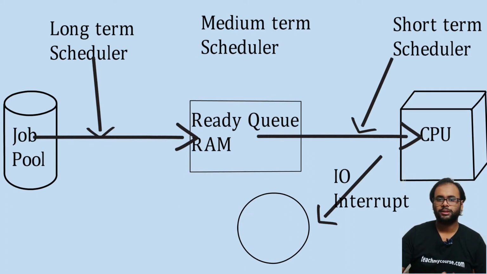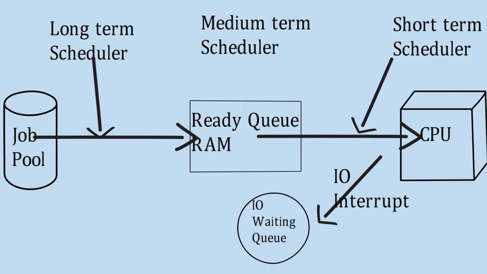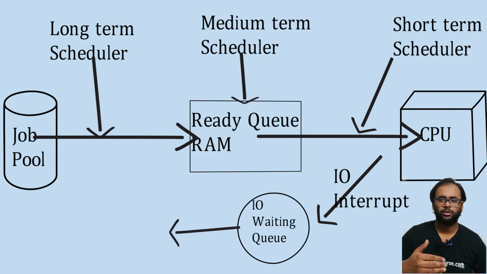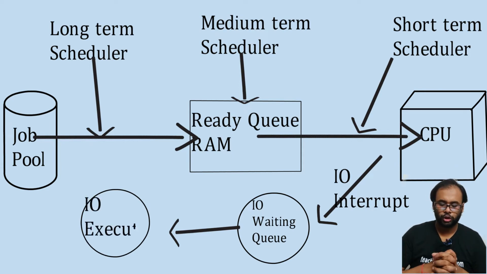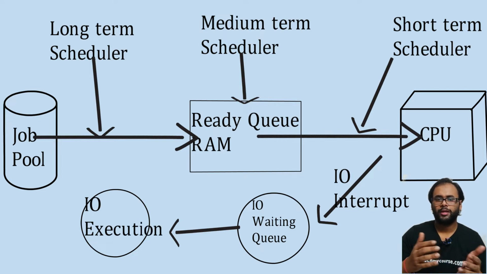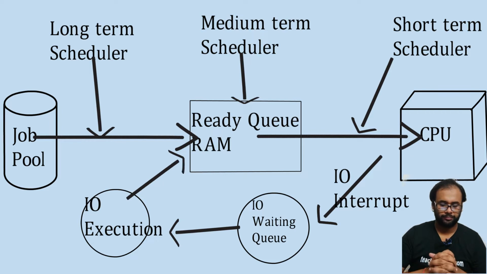So if a job is being executed by the CPU and suddenly some input-output request comes, that is known as an input-output interrupt. In that case, the execution of the job is interrupted, and the job goes to the waiting queue. After the input-output execution, the job returns from the waiting queue to the ready queue, and then to the CPU for its further execution.